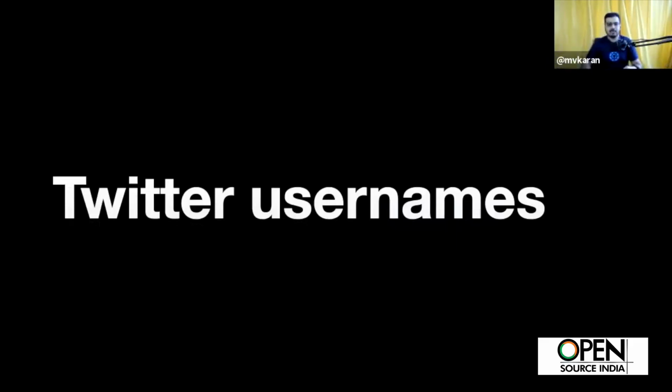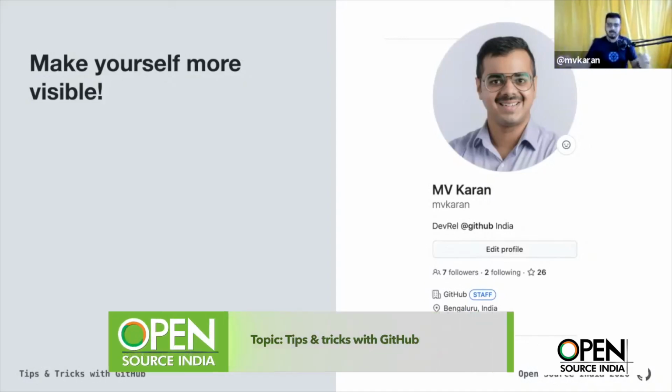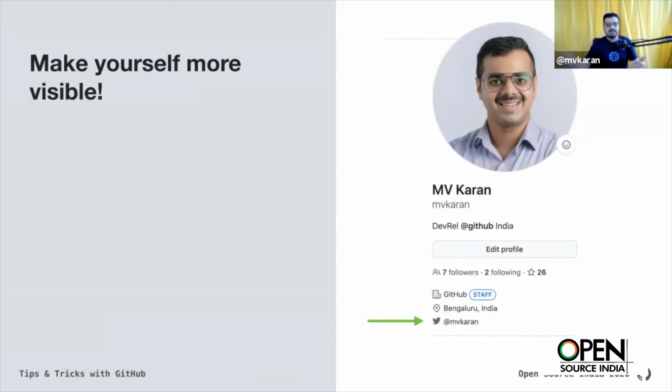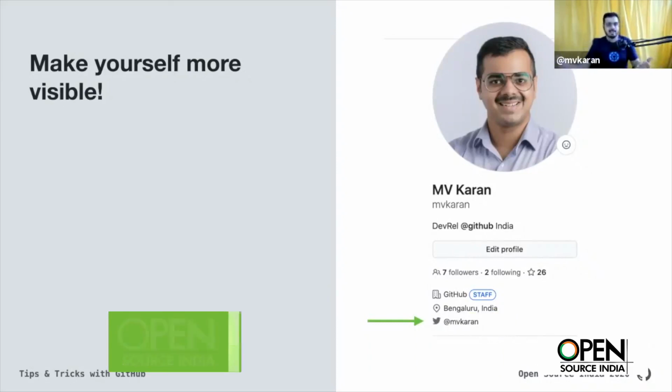So for example, this is my GitHub profile, and I have directly added my Twitter. If you go into your profile settings and edit it, you'll be able to add your Twitter handle over there. It makes you more visible and makes it easier for people who are visiting your profile, looking at you, to reach out to you a lot more easily, and also follow you, get connected, etc.